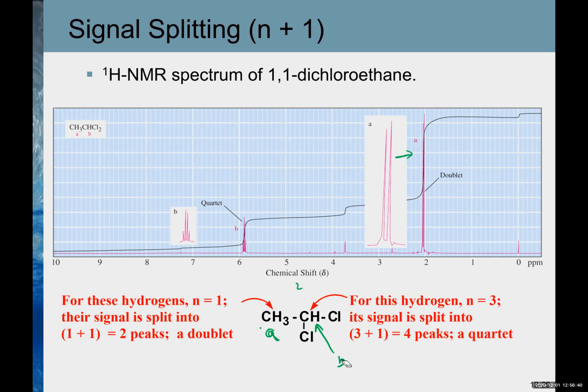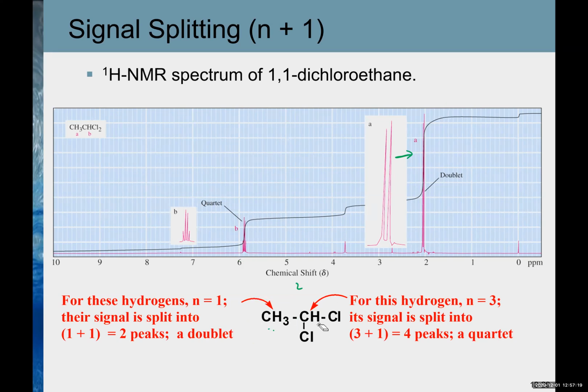And signal from B, that's 1 proton at B, but in the neighborhood, we have 3 protons, right? So B will split into 3 plus 1, a quartet. So that's what it looks like, a quartet, and this is a doublet. So any question about signal splitting? How to calculate, so this is known as multiplicity of signals.